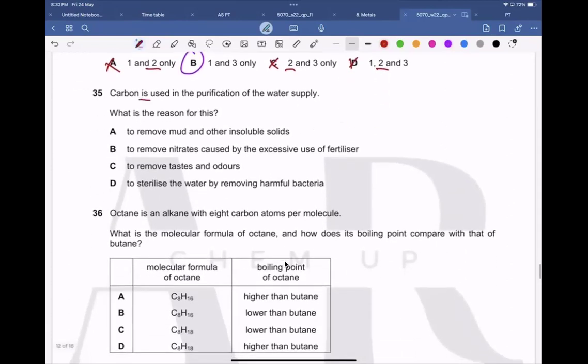Now, question number 35. Carbon is used in purification of water supply. What is the reason for this? It is always used to remove taste and odors. So that's why A, B, and D go wrong. C is the correct answer.